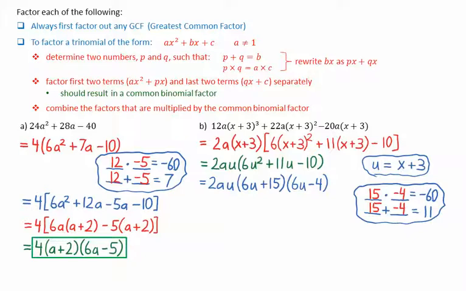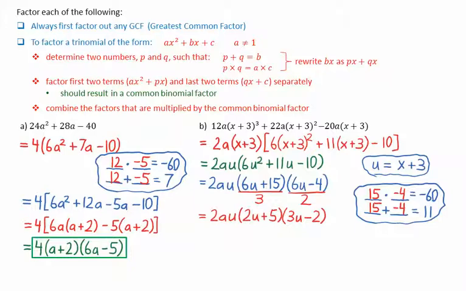Note, however, that we will not want 6u and 6u as the leading terms in the binomials. Multiplying these would give us 36u squared instead of 6u squared, which is what we have in the trinomial. We will then have to divide these binomials by a total of 6. In this particular case, we can divide 6u plus 15 by 3 and 6u minus 4 by 2.